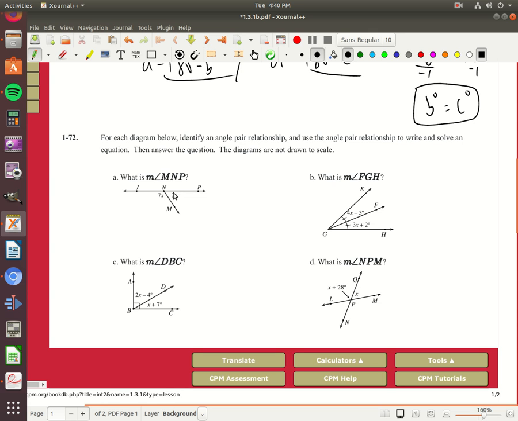We have a straight line. These should add up to 180 degrees. And now let's solve. I'm going to say, well, 7x plus 3x is equal to 180. I'll solve that in a minute, but I want you to see that I have a supplementary relationship and they equal 180.